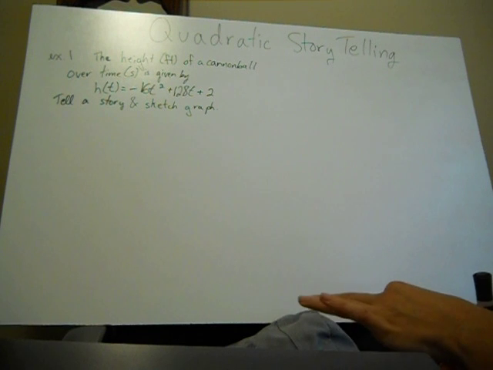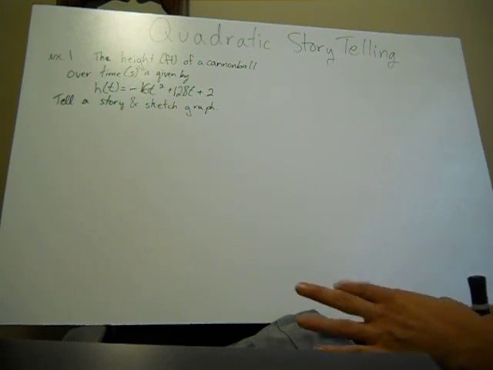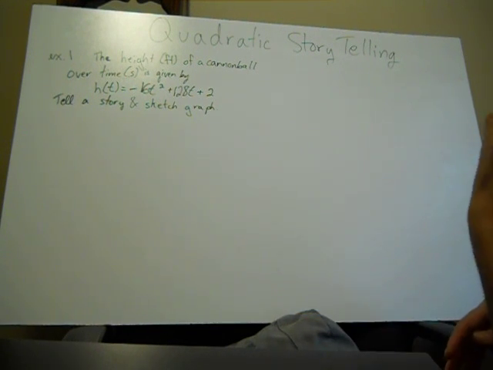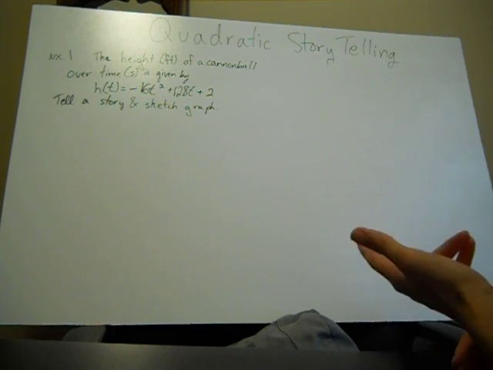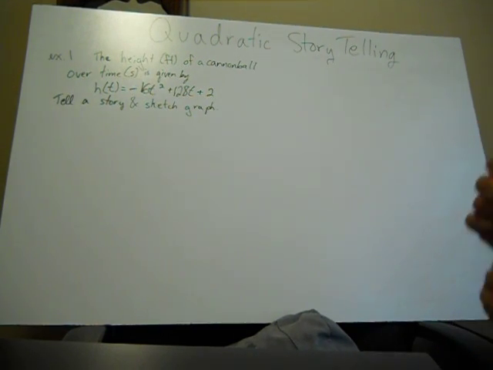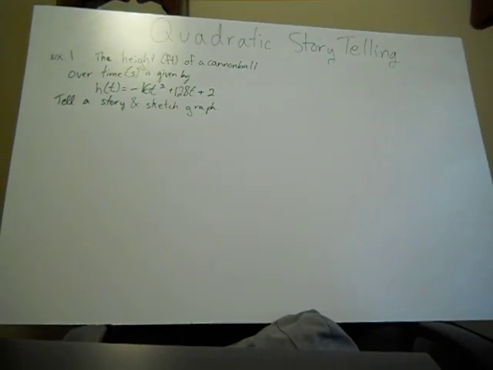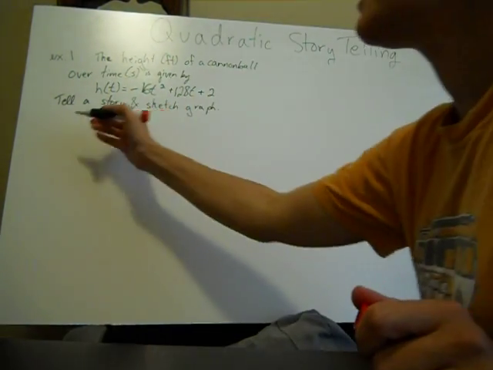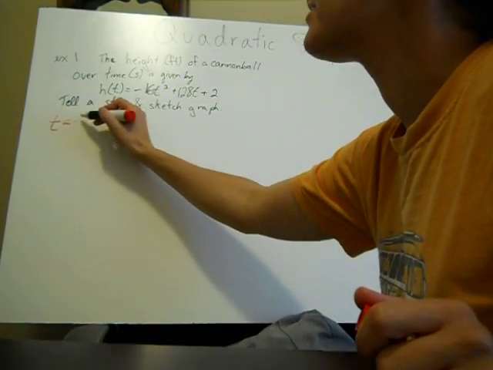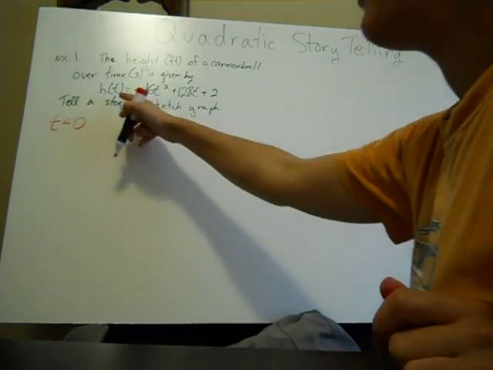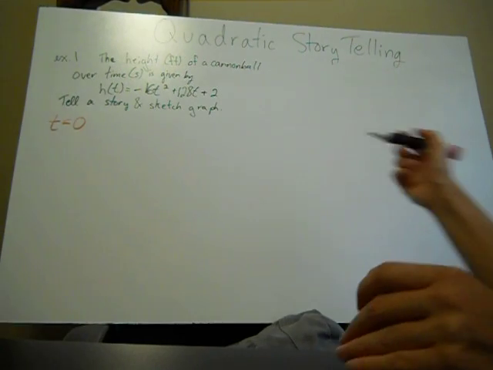There's basically three things to a story. You've got the beginning, you've got the middle, and you've got the end. So the first part, the beginning, what's happening in the beginning? Well, the beginning is when t is 0, after 0 seconds. So what happens when t is 0? Well, I don't know. Let's plug it in and find out.